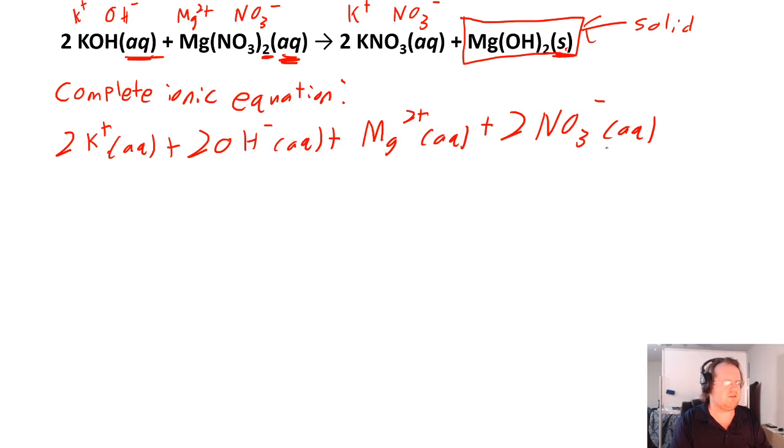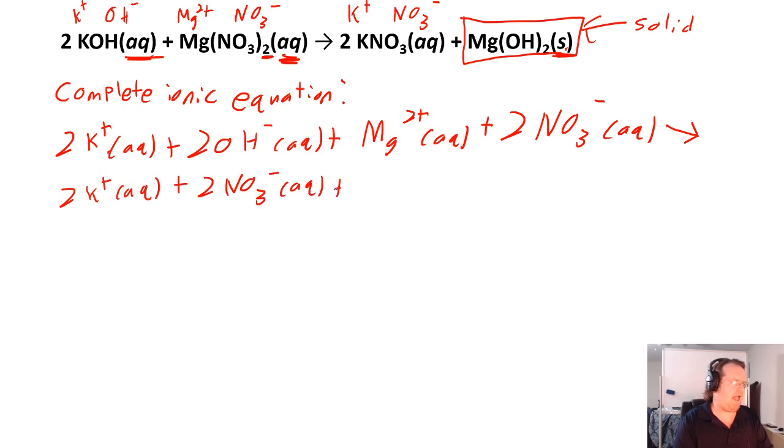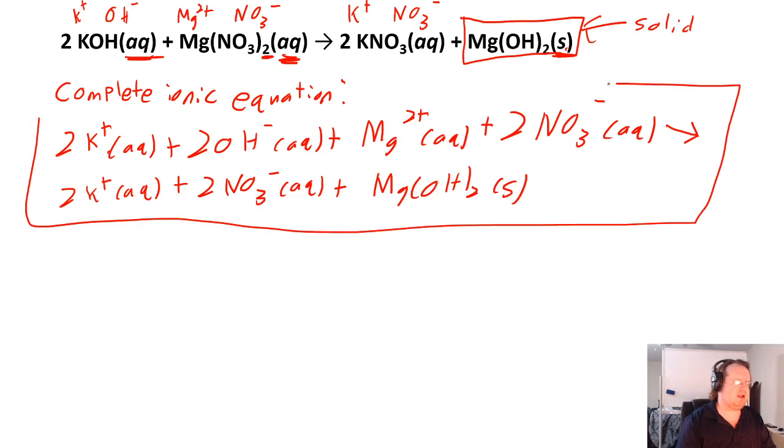Good. So those are our reactants. We then draw a reaction arrow, and it makes our products, and our products are going to be K plus, which is still an aqueous ion, plus now we have 2 nitrates. And our magnesium hydroxide, we just write as one thing because it's a solid, so it doesn't break apart. So this equation here would be our complete ionic equation.